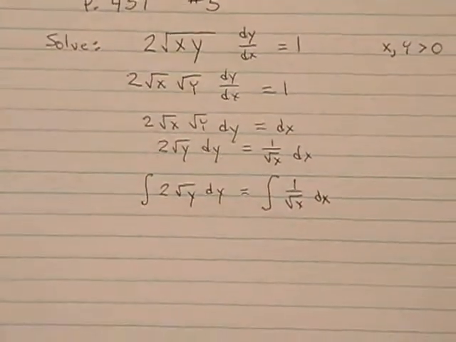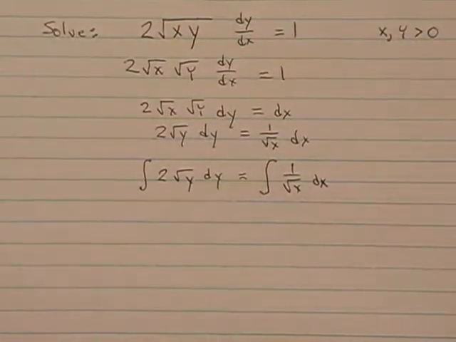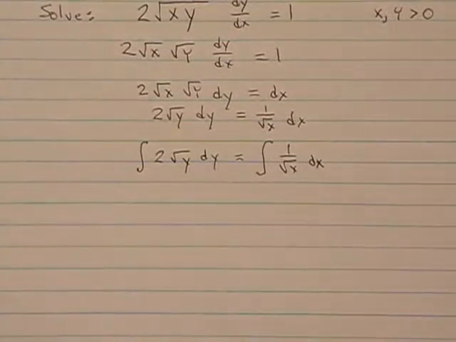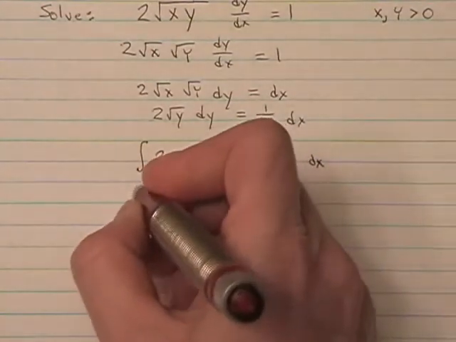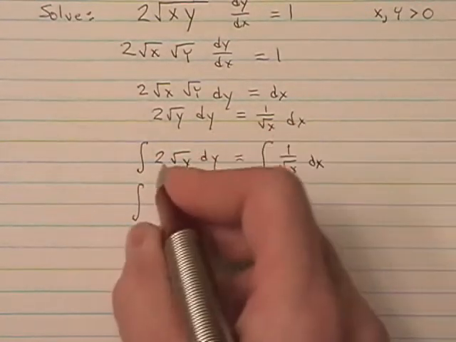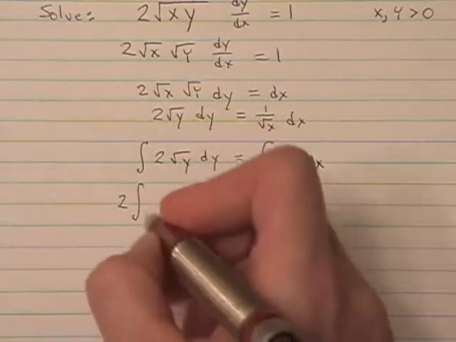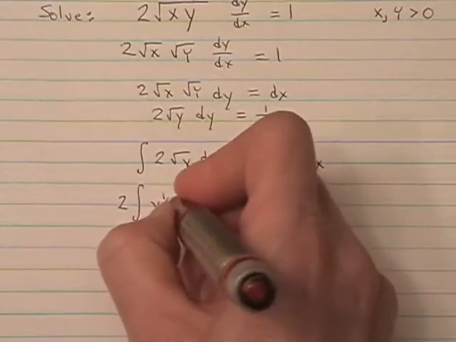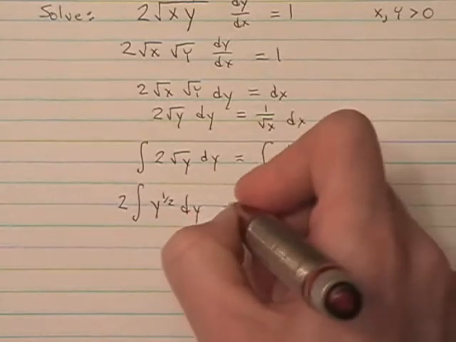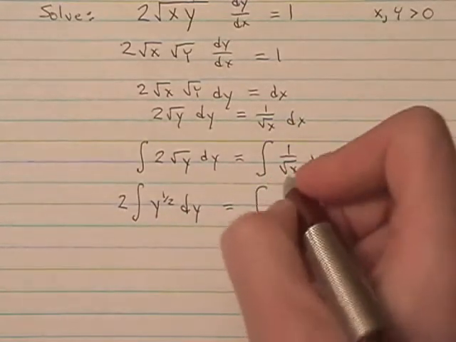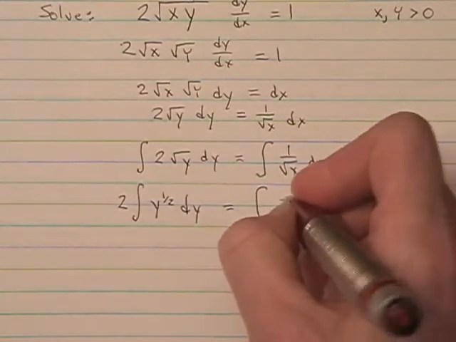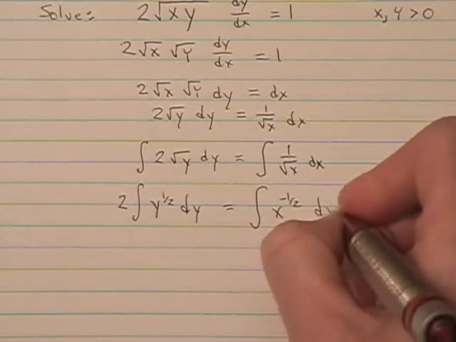Now a lot of students work better with fraction powers as opposed to radical signs in their integrals, so let's go ahead and get rid of the radical signs here. I'm also going to pull this 2 out front. So this side is 2 y to the 1/2 dy, and this side is x to the negative 1/2 dx.